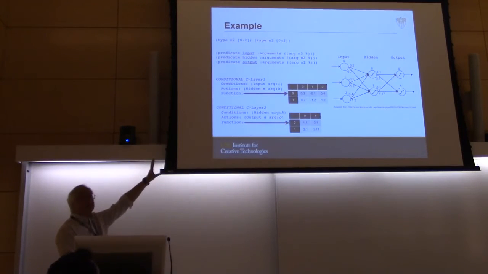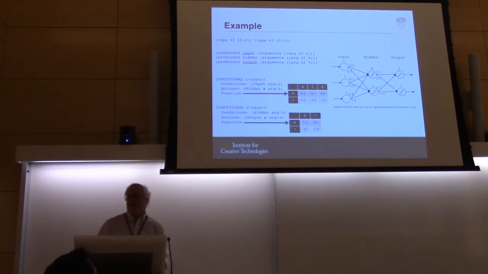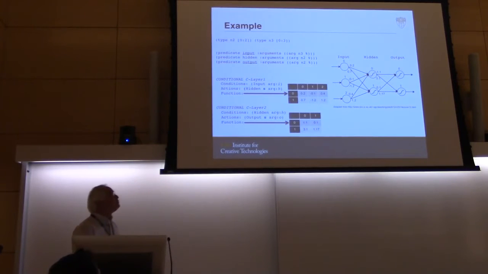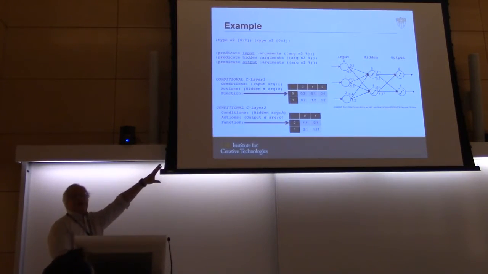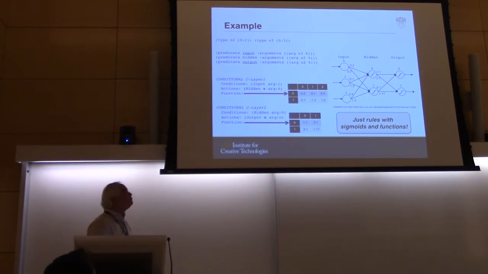We then have 3 conditionals, each of them with a condition and action, in this case for the input and hidden layer, in this case for the hidden and output layer, and a function which maps the input to the hidden layer variable and the hidden layer to the output variable. We also then have this S marking, which says do a sigmoid transform at the end. So it's like having a dash there, which would do a negated transform at the end. That's all you need in order to implement that neural network. And it's basically just rules with sigmoids and functions attached. So it shares a lot of what we had before.